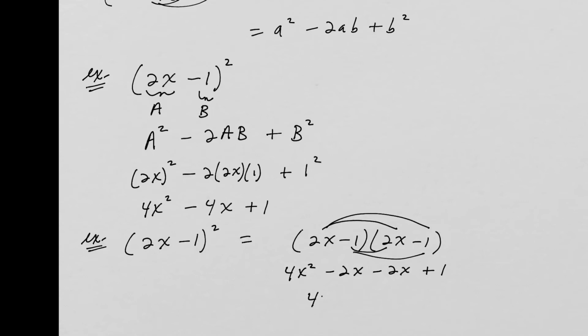And then again, look what happens. I can combine those middle terms, right? The x terms. Negative 2x minus 2x is negative 4x plus 1. So of course you're going to get exactly the same thing. And it's up to you if you want to use the special product or if you want to just do it out like you normally would, right? I think in many cases it's easier just to multiply it out. Unless you have it memorized, then it could be a little bit quicker.